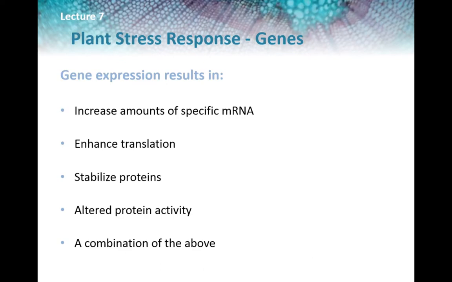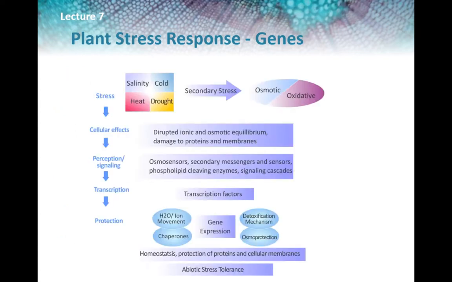Alteration in gene expression can result in an increase in the amount of specific mRNA, enhanced translation, stabilized proteins, altered protein activity, and a combination of the above. This scheme shows overlapping and complex cellular responses resulting from abiotic stress.